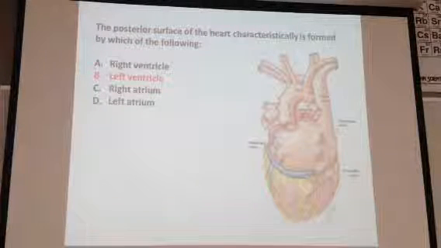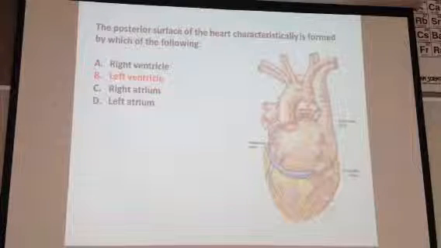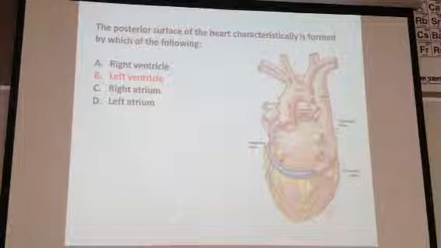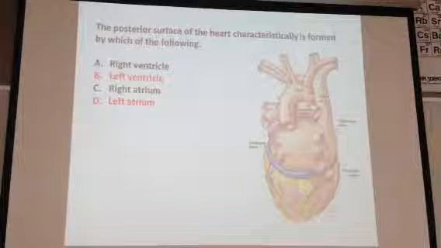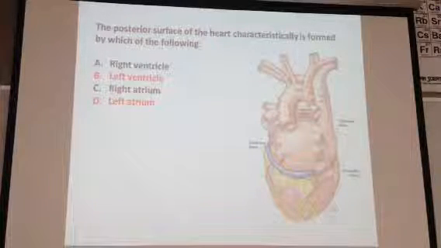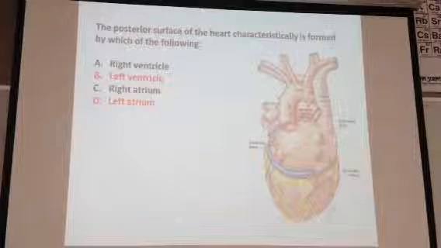Okay? So here you can see, this is the right ventricle here. So most of the posterior ventricular surface is due to left ventricle. And this is our left atrium. All right? And we see just a little bit of the right atrium here.